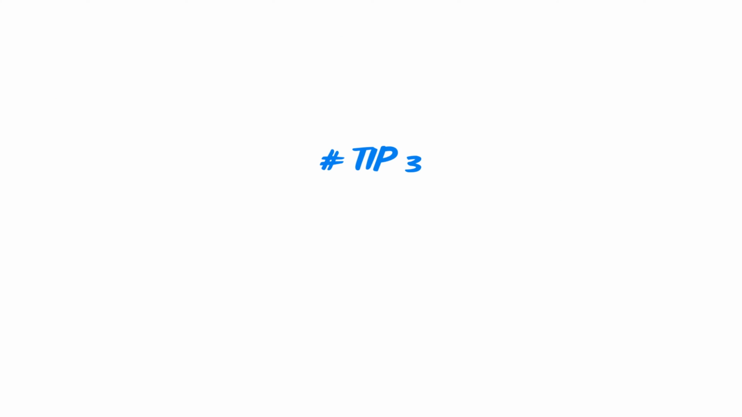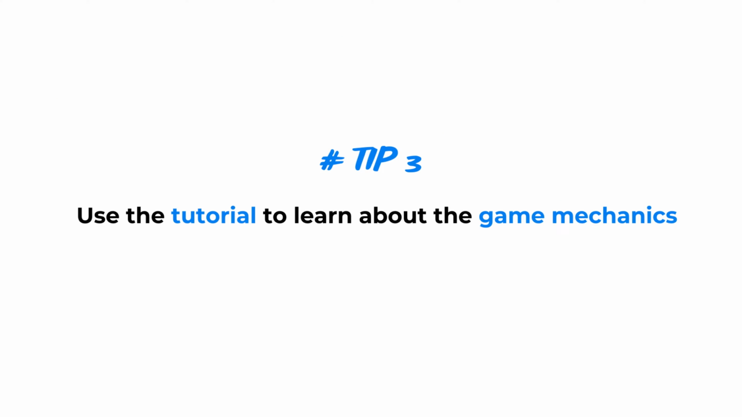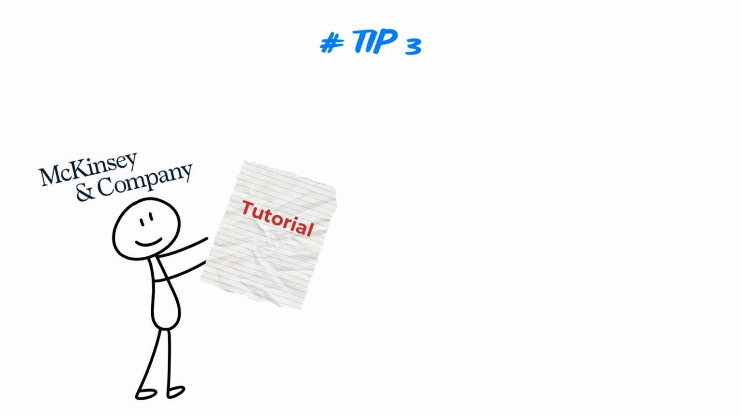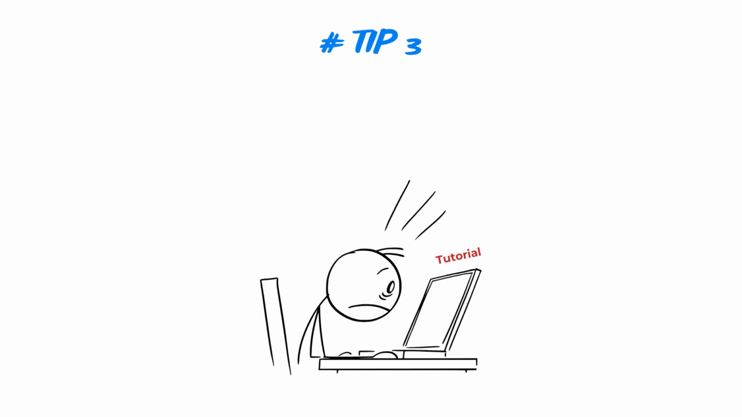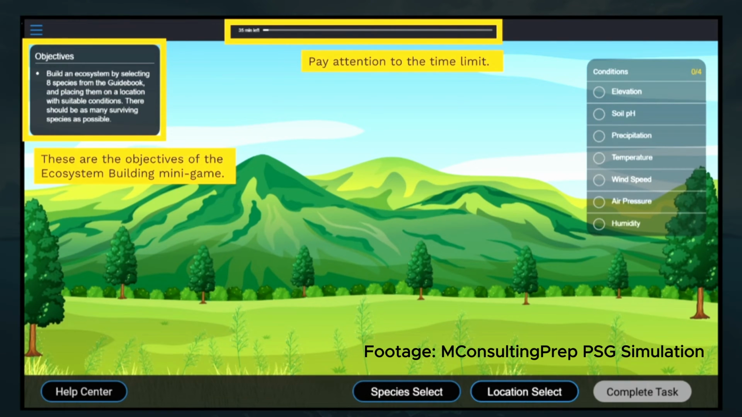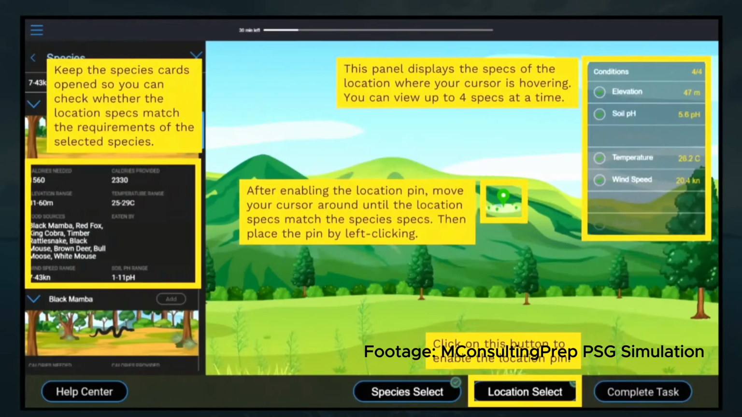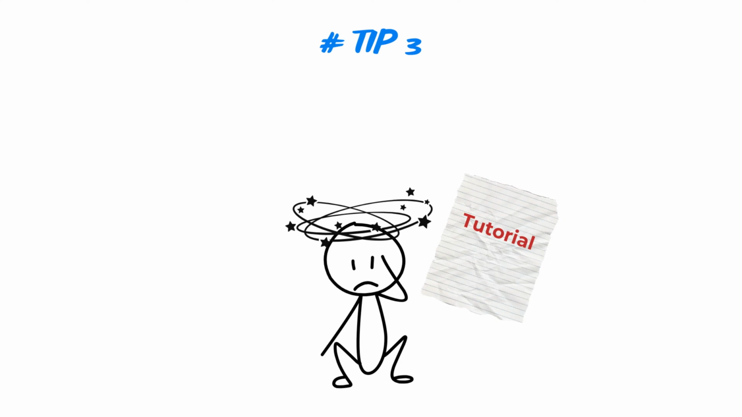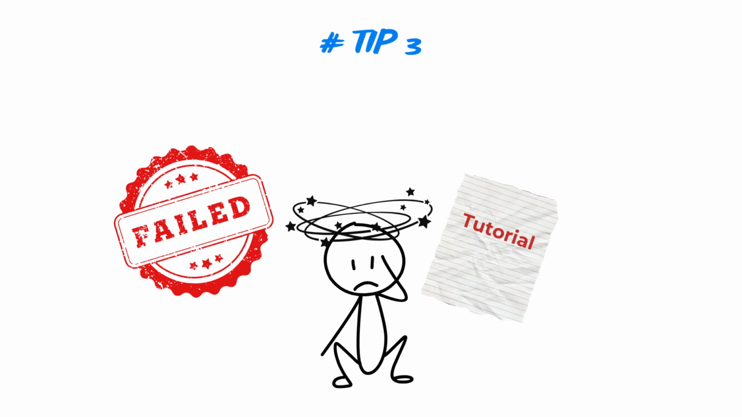Tip number 3. Use the tutorial to learn about the game mechanics. McKinsey will give you a tutorial for each game you have to play in McKinsey Solve. We advise spending 10-15 minutes on each tutorial, or until you are absolutely sure about how everything works. The minigames contain a lot of information to process. If you do not understand the variables and what to do with the given information, you are essentially failing.